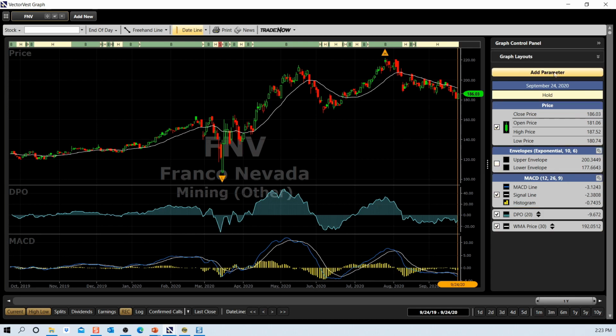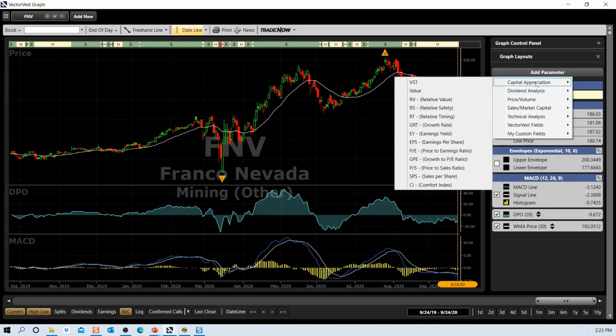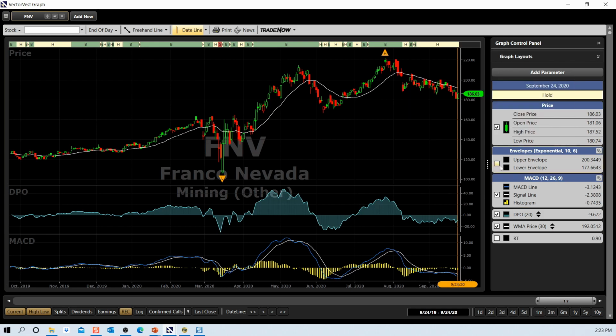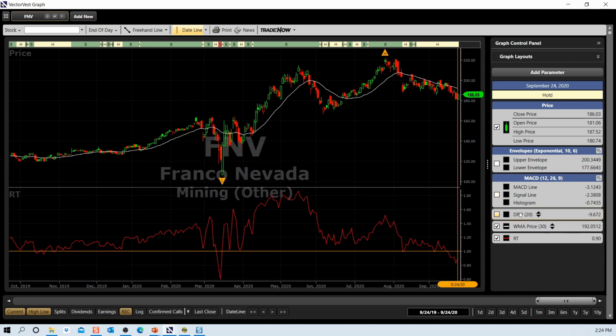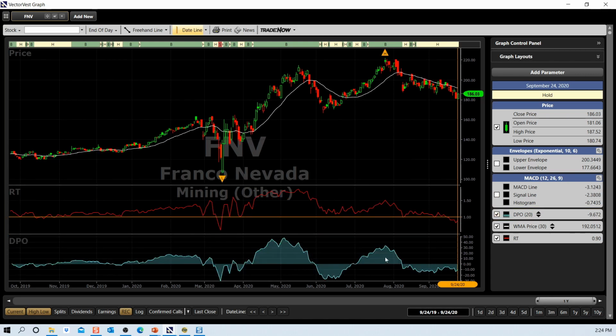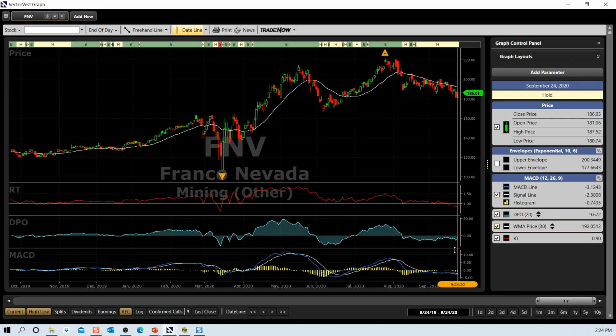So I'll come up to add parameter, capital appreciation, and I'll add the relative timing indicator and click on it. It adds it to the bottom of my graph, and I do like to see it closer to the top. So for now I'll just check off the MACD and the DPO, and then when I click back onto the DPO, I've got it where I want it, right below the RT, and then I'll click on the MACD and it's right below the DPO.